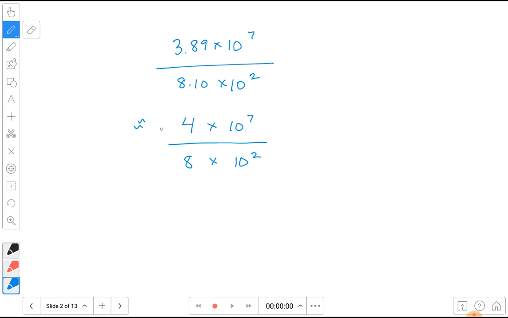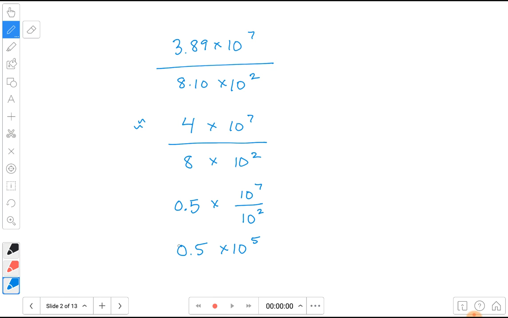So first, we'll do this. We'll divide 4 by 8. This is what we'll do first. And 4 divided by 8 is a half, or 0.5. Then we multiply that by 10 to the power of 7 divided by 10 to the power of 2. Here we have base 10, and we're dividing one by the other. So to get the answer, we take the exponent and we subtract 2 from 7. 7 minus 2 is 5. So right now we have 0.5 times 10 to the power of 5.